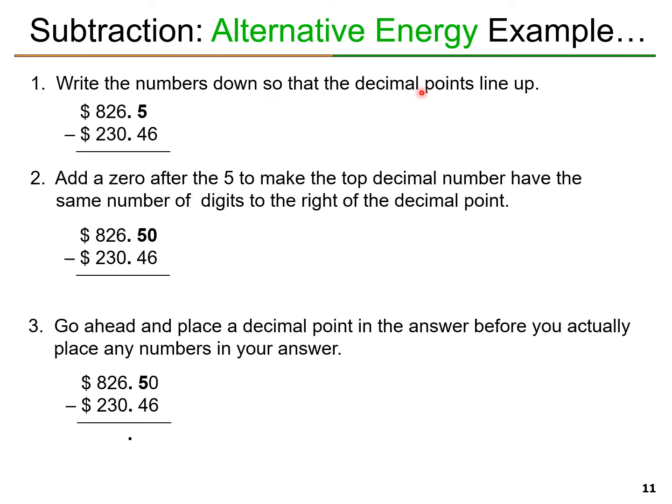So write the numbers down so that the decimal points line up. Step 1. Remember, he's using 826.5 before he installs his geothermal system. His geothermal system saves him 230.46 kilowatt hours. So we have to subtract that from how much he used before the system. Add a 0 after the 5 to make the top decimal number have the same number of digits to the right of the decimal point as the second number. Step 3, go ahead and place a decimal point in the answer before you actually place any numbers in your answer.